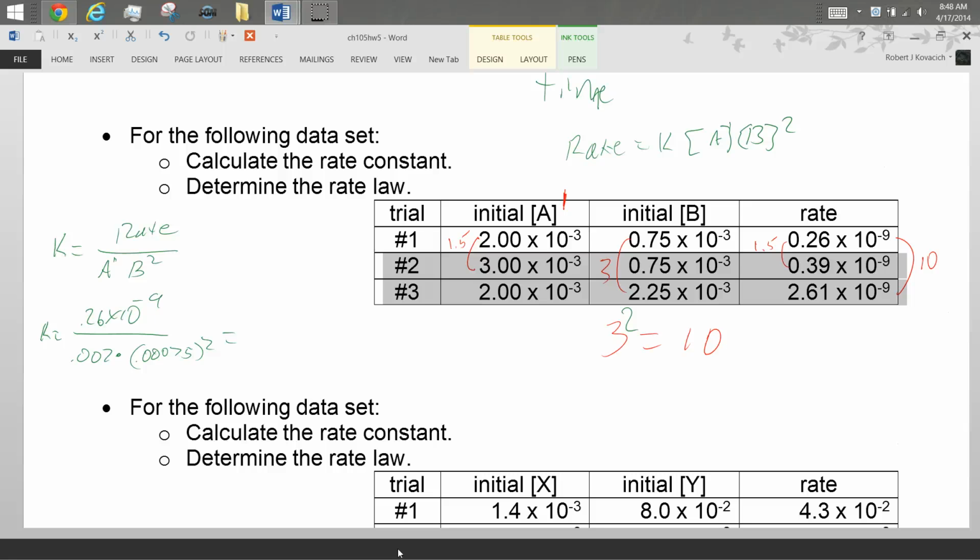Alright, so I got 0.26 E negative 9 divided by 0.002 and divided by 0.00075. Alright, so I got how many numbers? Two. So I got 1.9 times 10 to the fourth.